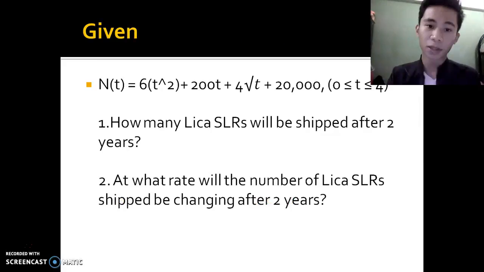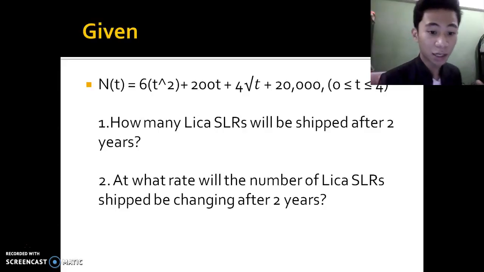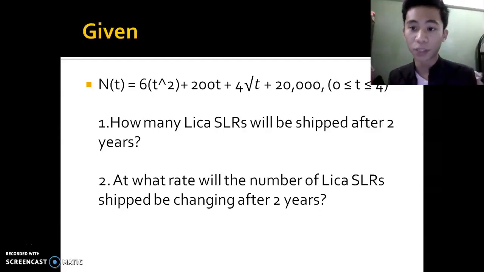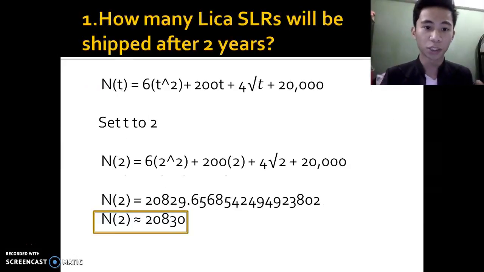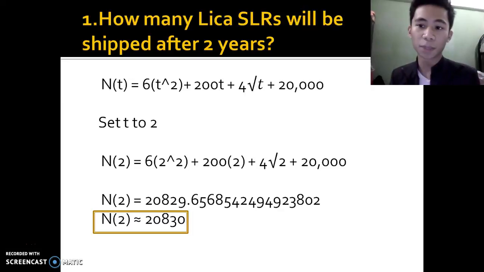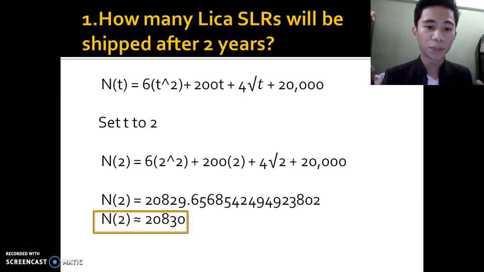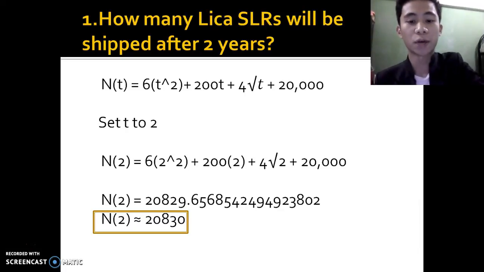So let's look at the given. We were given 6t squared plus 200t plus 4 square root of t plus 20,000. The first question was, how many Leica SLRs will be shipped after 2 years? The second, at what rate will the number of Leica SLRs shipped be changing after 2 years? Let's first talk about the first question. How many Leica SLRs will be shipped after 2 years? It's pretty basic. We just have to look at the first equation, then set t to 2, because t is the number of years that we need to find out the answer to.